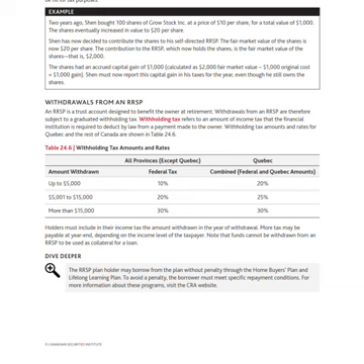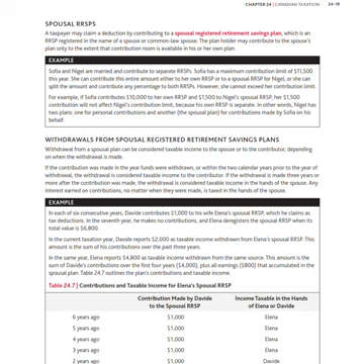Holders must include in their income tax the amount withdrawn in the year of withdrawal. More tax may be payable at the year end, depending on the income level of the taxpayer. Note that funds cannot be withdrawn from an RRSP to be used as collateral for a loan. Spousal RRSPs. A taxpayer may claim a deduction by contributing to a spousal registered retirement savings plan, which is an RRSP registered in the name of a spouse or a common law spouse. The plan holder may contribute to the spouse's plan only to the extent that the contribution room is available in his or her own plan.